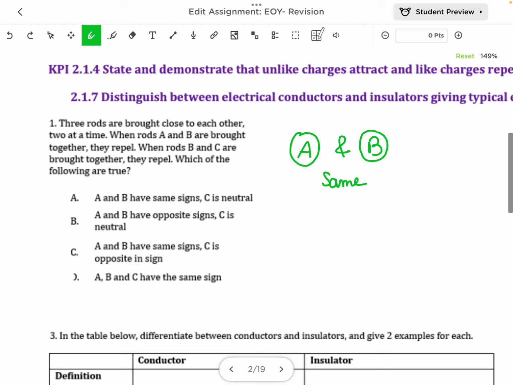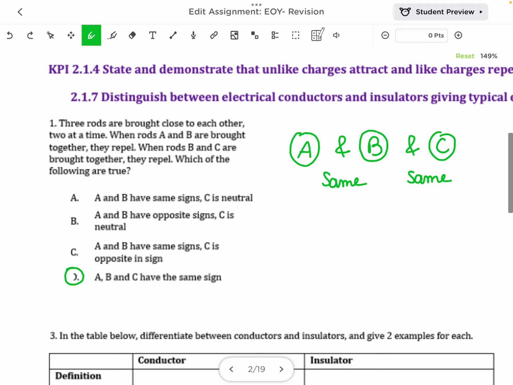When rods B and C are brought together, they repel. So B and C are also the same. So this makes A, B, and C all have the same sign. Positive or negative, disregard this idea, they repel one another. This means that they have the same sign.